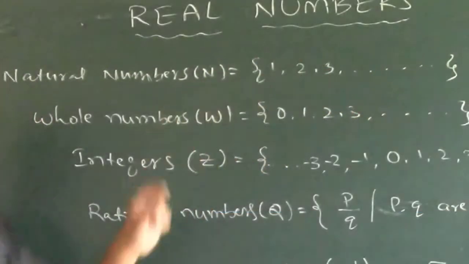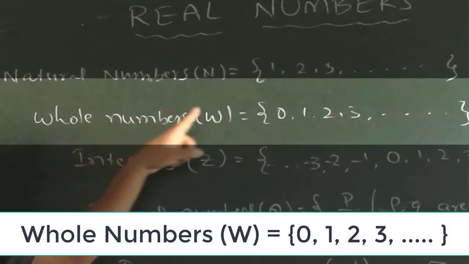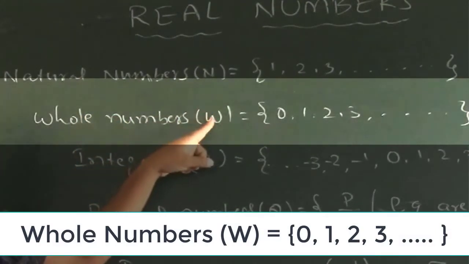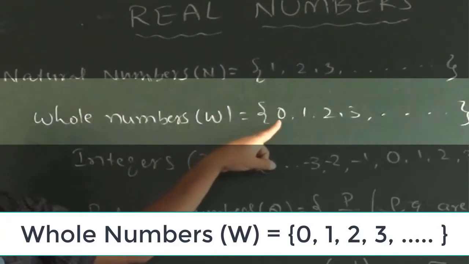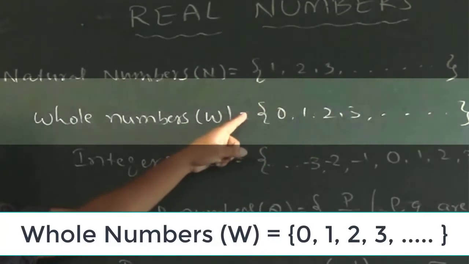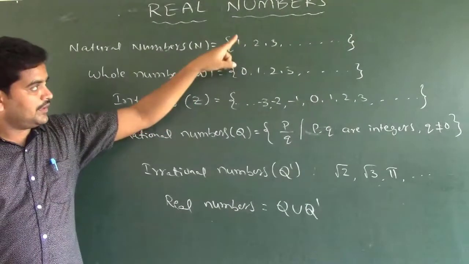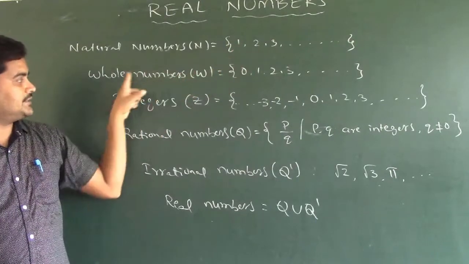Next type of numbers is whole numbers. Whole numbers are denoted by capital W. Whole numbers start from 0, 1, 2, 3 and so on. That means natural numbers including 0 are also called whole numbers.